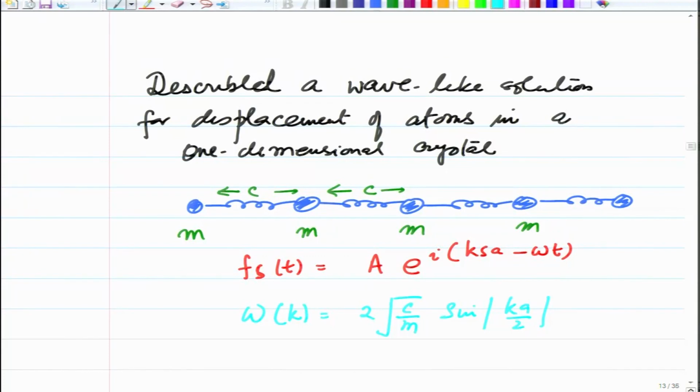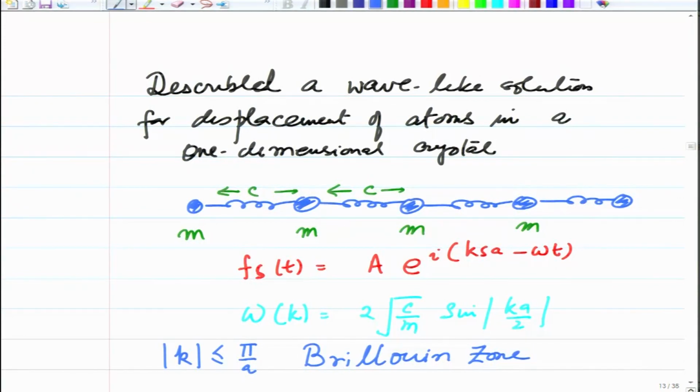Then we learnt that the only relevant k is the one where mod k is less than pi over a, which is known as the Brillouin zone. All quantities which are k dependent in a crystal can be described by k between minus pi by a and pi by a, which is known as the Brillouin zone. After that it becomes periodic. An example we saw is that omega is periodic with respect to k.